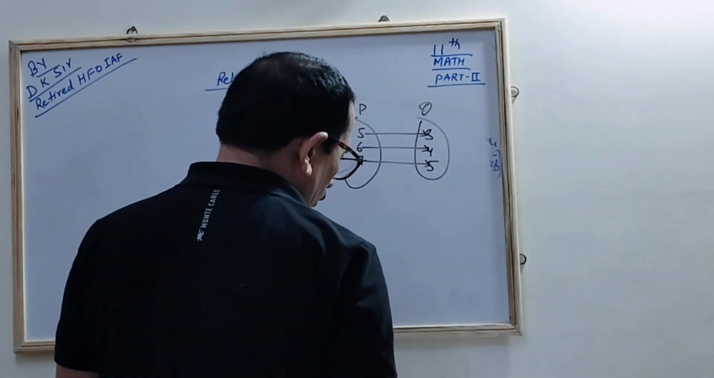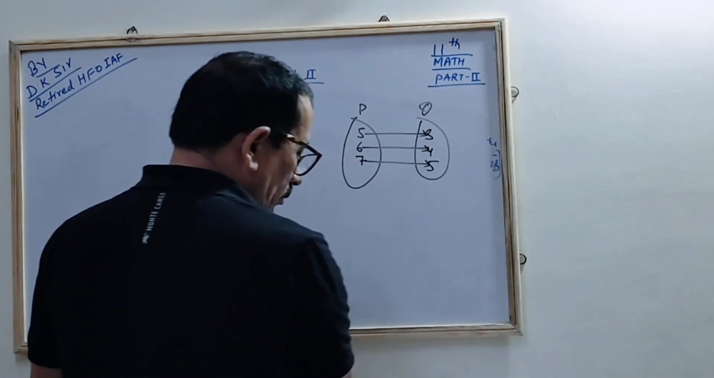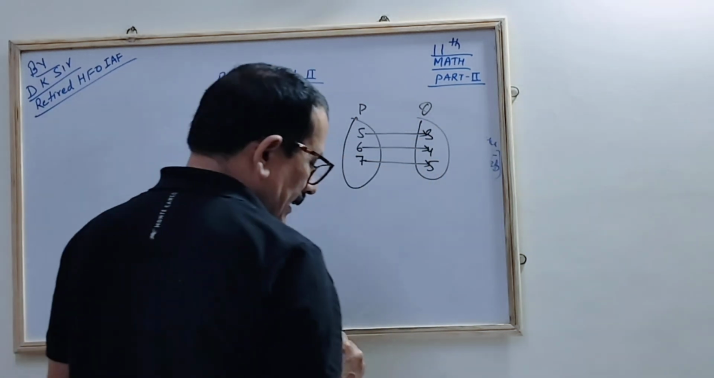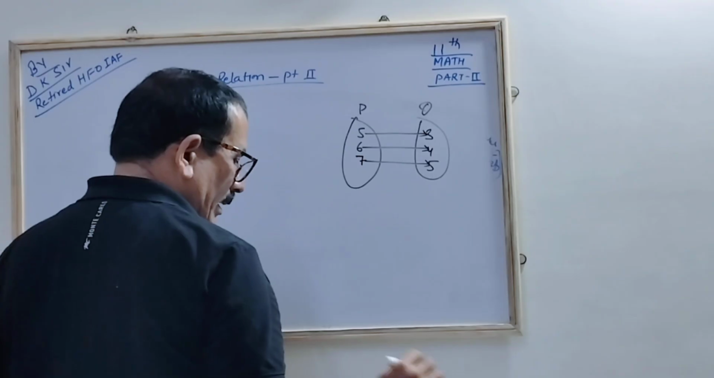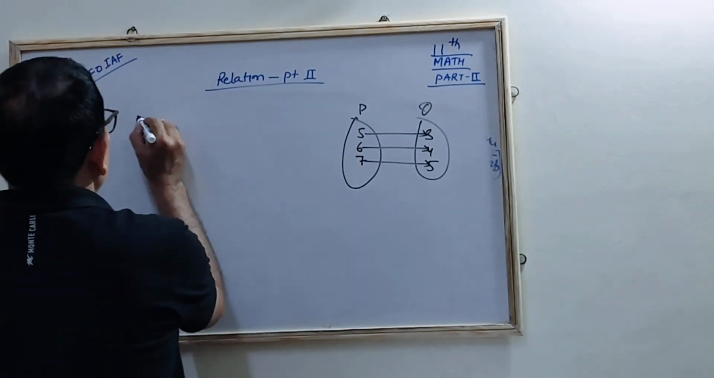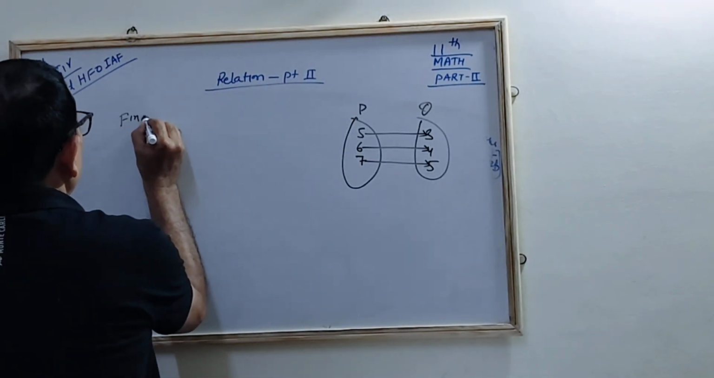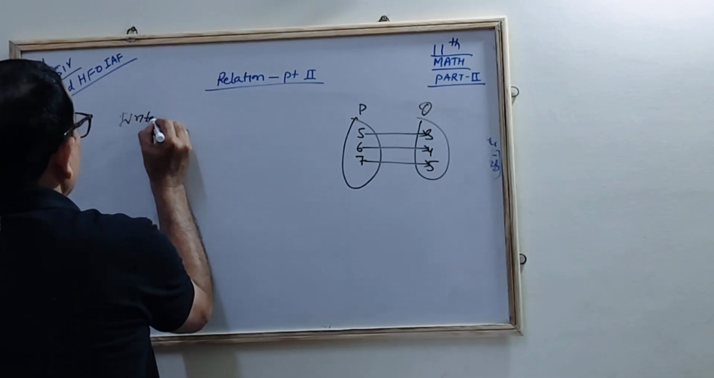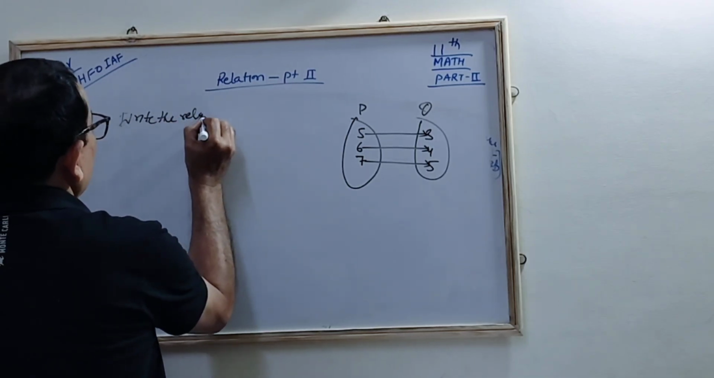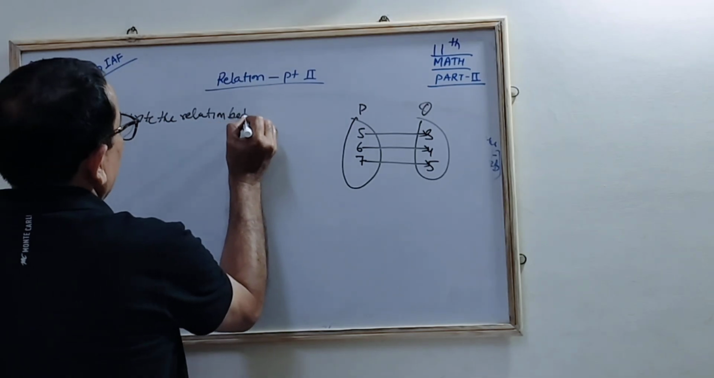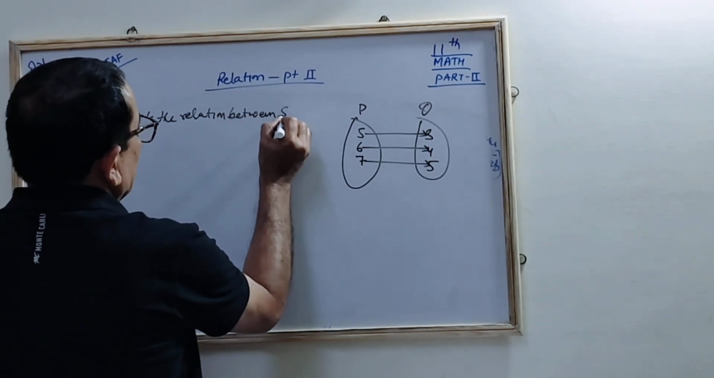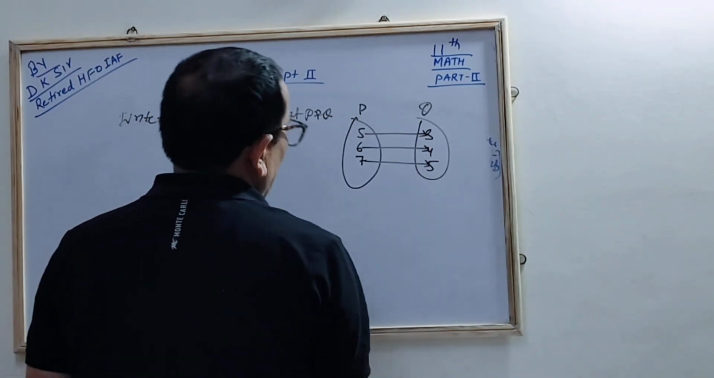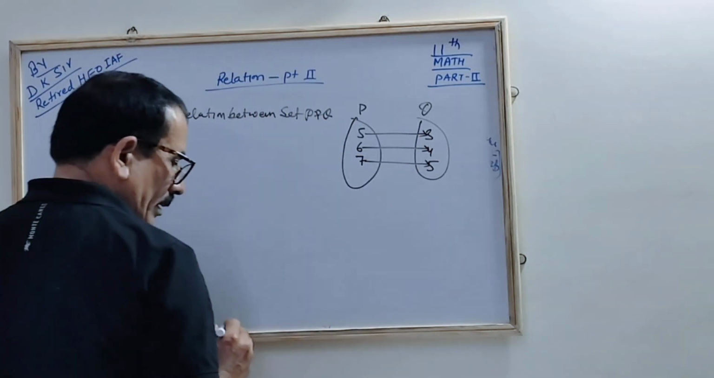Then we have to write what they are asking. P and Q are the sets, and the relation is such that you have to write all the relations. The question is: write the relation between sets P and Q. Correct.